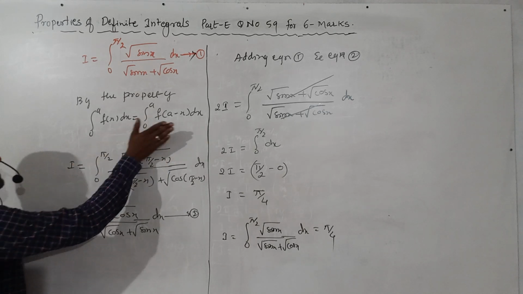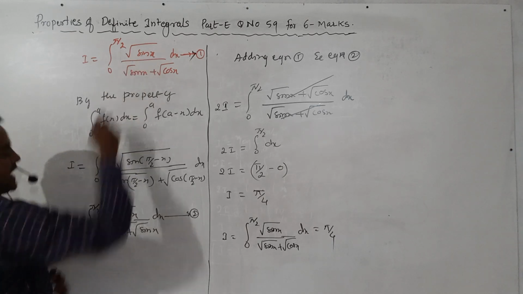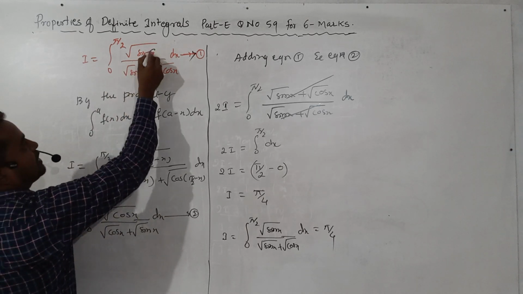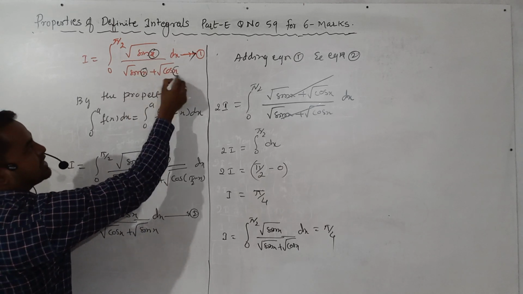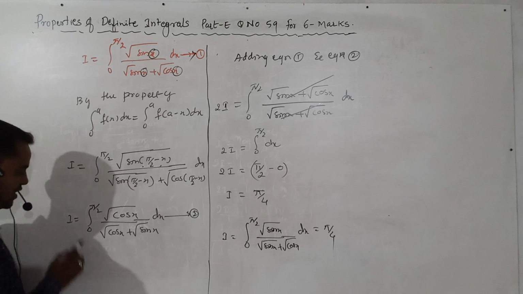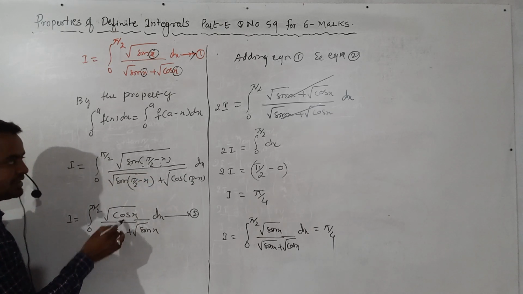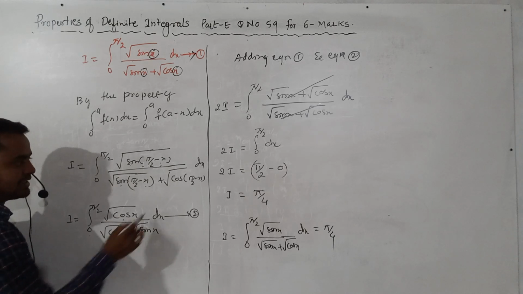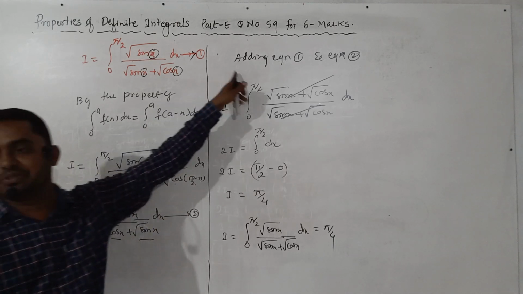But after applying this property, I is equal to integral 0 to 5 by 2 as it is. This x changes to what? 5 by 2 minus x. Now I is equal to integral 0 to 5 by 2. Sin 90 minus x is what? Cos x. Cos 90 minus x is what? Sin x. This is equation 2. Adding equation 1 and 2.